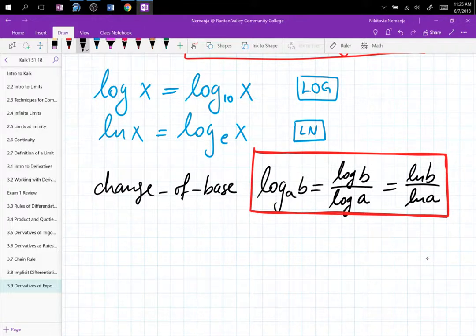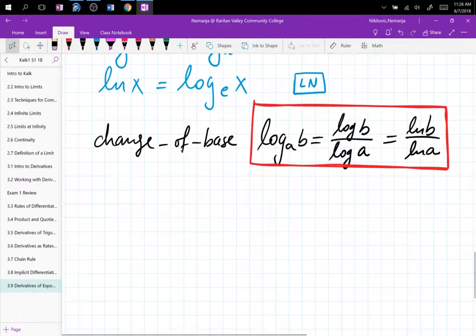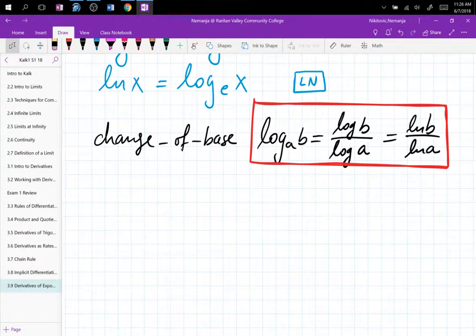All right, so that's the change of base formula and the conversion formula. Again, none of these will be used in our class because we don't necessarily solve equations and calculate logs in this class. Now, the formulas that we are going to use in this class and that you must know are the three formulas that I'm going to write right now.